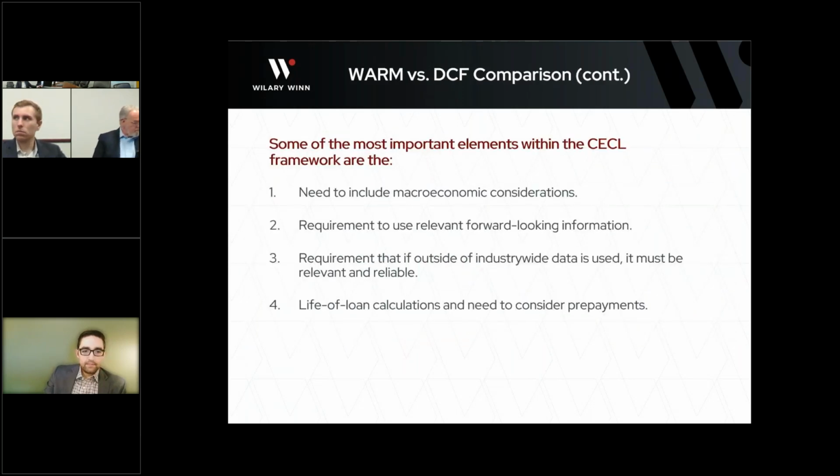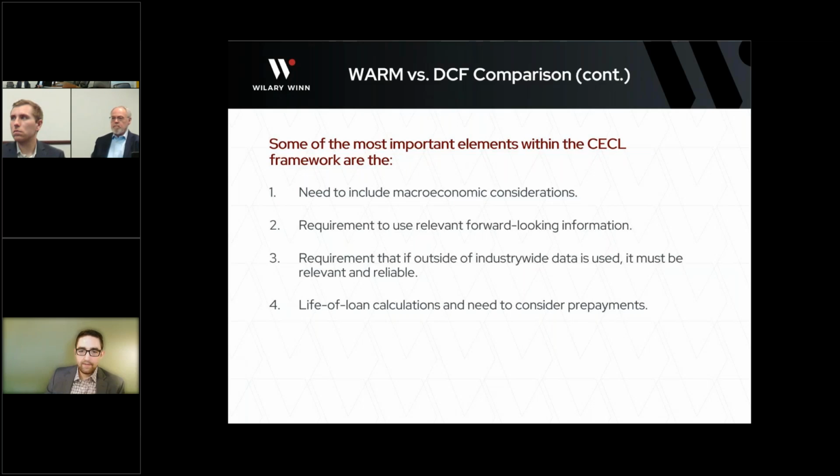So no matter what model an institution uses, whether it be WARM or discounted cash flows or something else, there's a couple of what we would consider non-negotiables that apply across the board. And we've discussed these briefly, but first and notably most important is the need to bring in additional macroeconomic considerations. So CECL is forward-looking. It has to be forward-looking. Historical data is a great starting point, but you have to adjust for loss estimates to reflect reasonable and supportable forecasts for unemployment, for housing prices, ideally incorporating repayment in there as well.